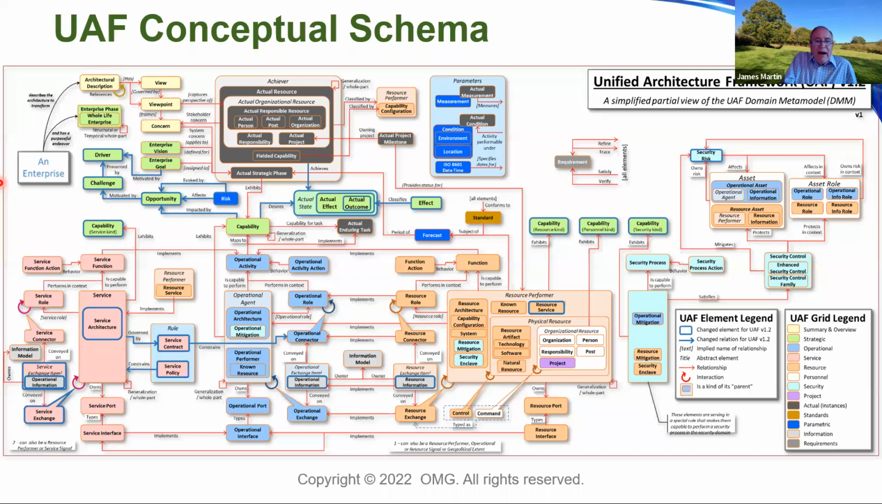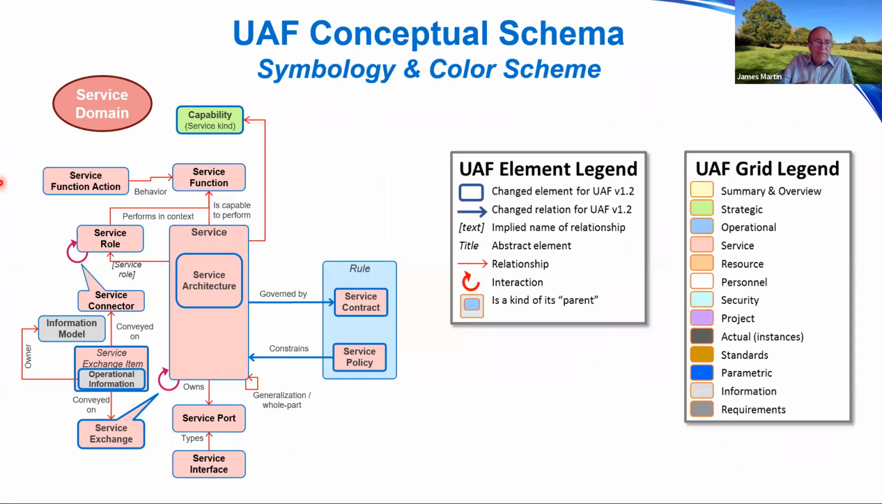So underneath the entire guide is a conceptual schema, which is really the top of the pyramid. If you think of the 230 stereotypes defined by the domain meta model, this is just the 30 or so key elements that an architect or a system engineer would care about. So we use a color scheme that matches the rows in the grid. As you can see here, the service domain elements are a salmon color. And you can see the entities named. So it has services, service architecture, service functions. They also have various kinds of rules, service contract, service policy.